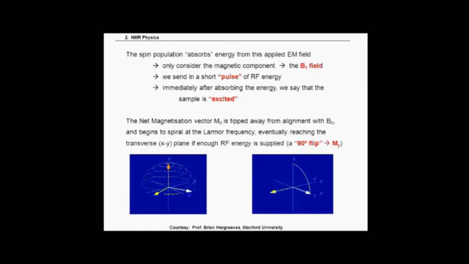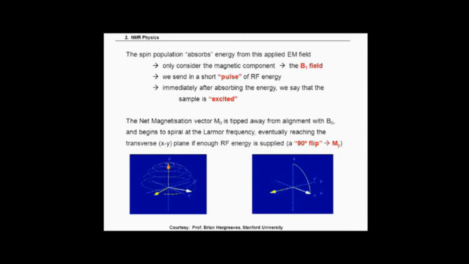Immediately after the sample has absorbed the energy, we can say that the sample is now excited. Provided the energy is at the exact frequency that's needed, the sample will absorb it. It absorbs it by affecting these transitions between the energy levels, and so the sample is now excited. As you might expect, it won't stay excited forever. It will eventually relax back to its equilibrium situation.